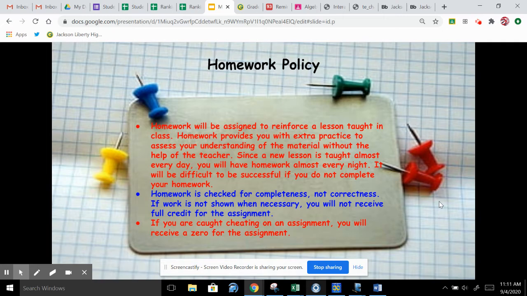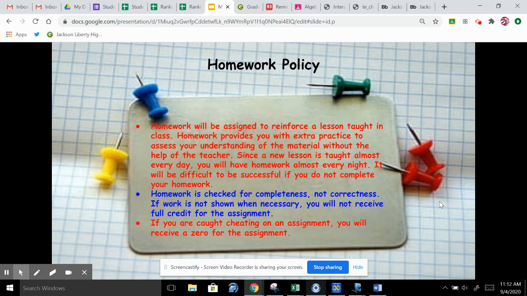Obviously we're in a unique situation this year with hybrid. I'm going to have you in person a day, and then you're going to be remote the next. So we're not going to be able to move as quickly as we would if we were in person every single day. But you're going to learn something new each day, and you're going to have to reinforce that. So you're going to get homework.